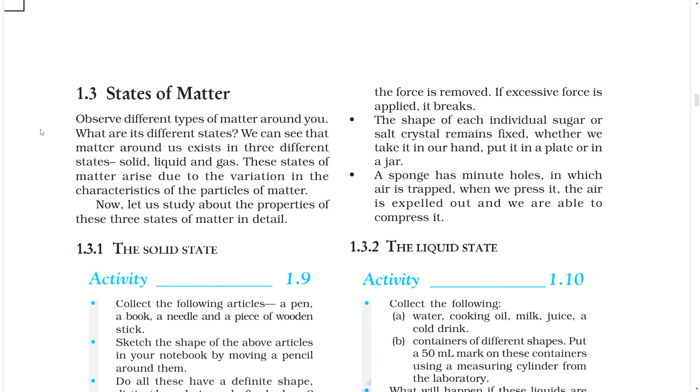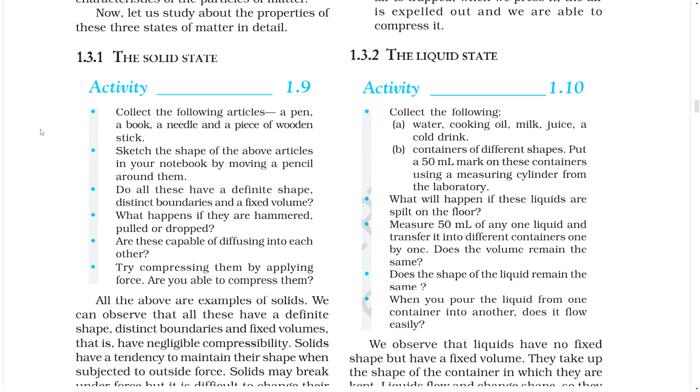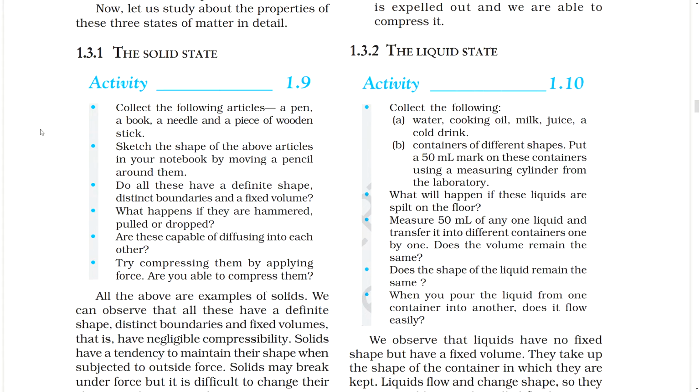The liquid state. Activity. Do this. Collect the following: A. water, cooking oil, milk, juice, a cold drink. B. Containers of different shapes. Put a 50 ml mark on these containers using a measuring cylinder from the laboratory.